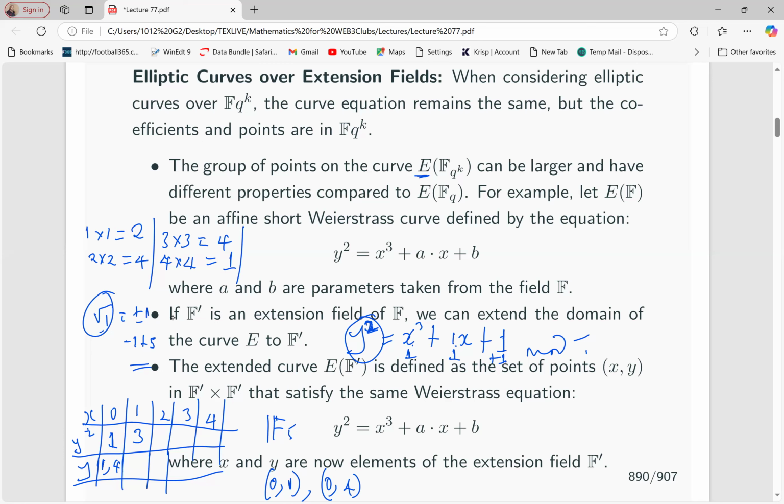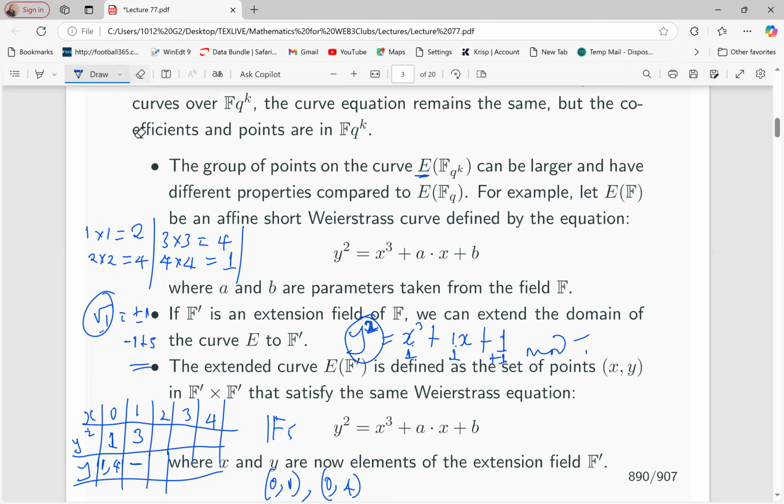So that means when x is 1, there is no point. There'll be no value of y. That's what you're saying, because we did not get the square root of 3. 3 has no square root. Okay. Now let's see, can we get a point when x is 2?